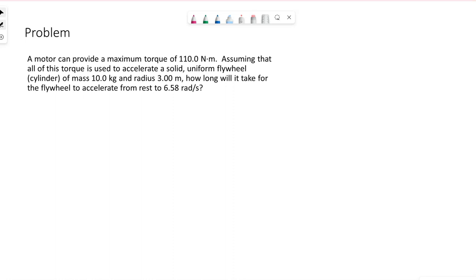Here we have another example of rotational motion. So we have a motor. It can provide a maximum torque. So this is a tau of 110 Newton meters. Assume that all of this torque is used to accelerate a solid uniform flywheel, which is a cylinder or disc.